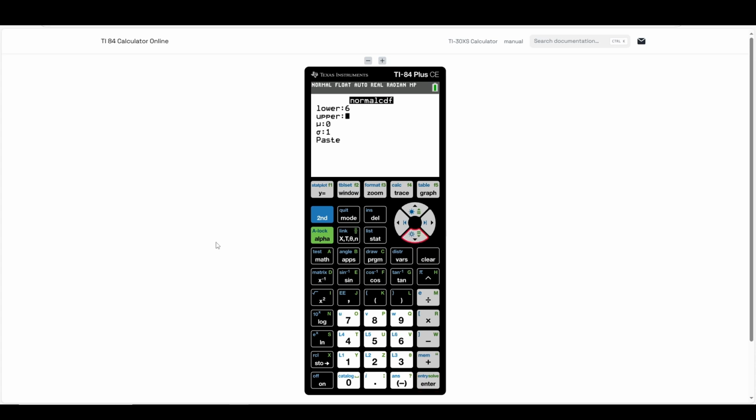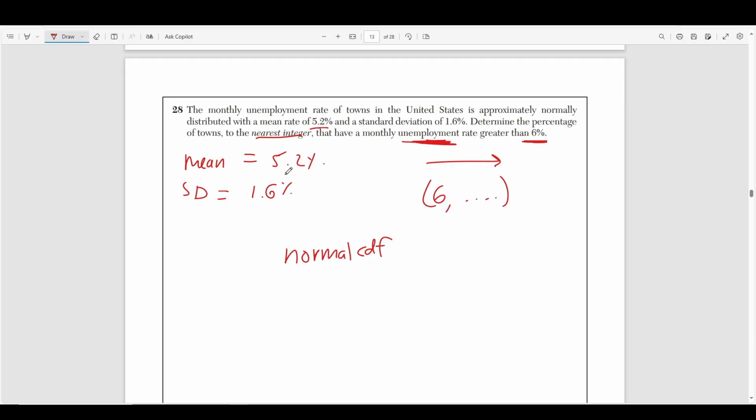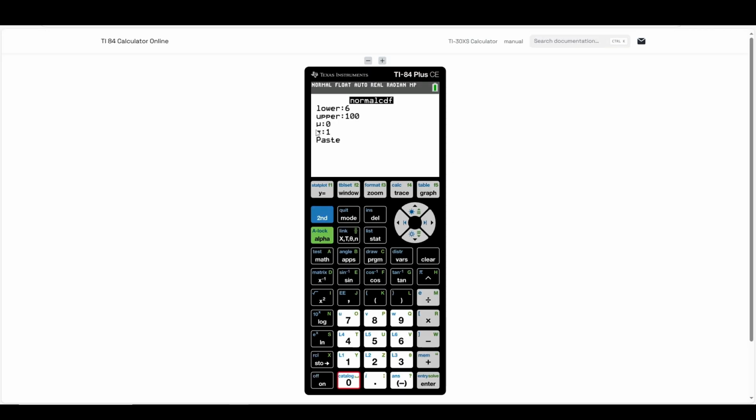Now your upper is just going to be a big number. We can put it as 100, especially in this case because we're dealing with percents, we can just leave it as 100. So this calculator function is going to search what percent of data is going to be between 6% and 100%. Okay, so how many towns are going to have an unemployment rate between 6% and 100%? AKA, we're looking at the unemployment rates that are greater than 6%. Okay, 100% is going to be the maximum, right? Because everyone can be unemployed. Whereas the smallest amount is going to be 6% are going to be unemployed.